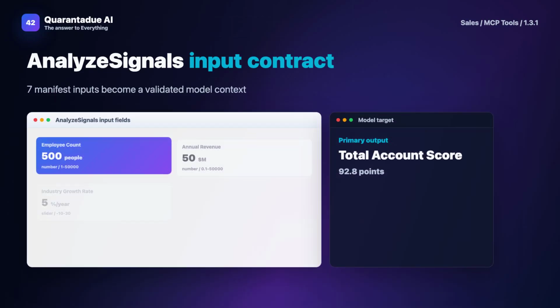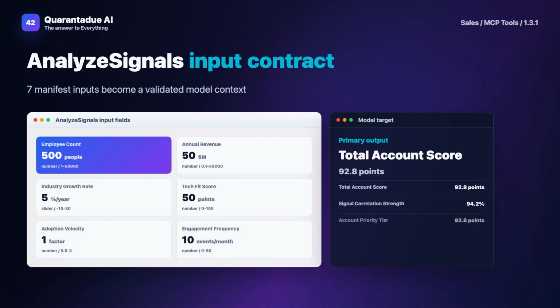The workflow then applies Calculate Firmographic Health Score by combining employee count, revenue, and industry growth with weighted logarithmic normalization and growth adjustments. Calculate Technographic Readiness Score by multiplying Tech Fit Score with adoption velocity and applying a cap to ensure it stays within bounds.